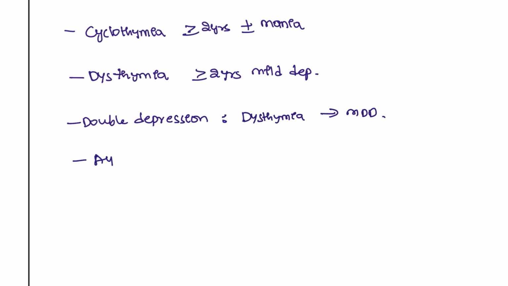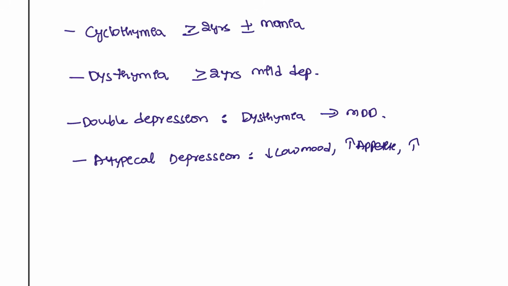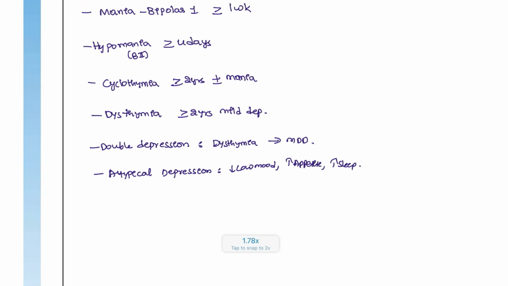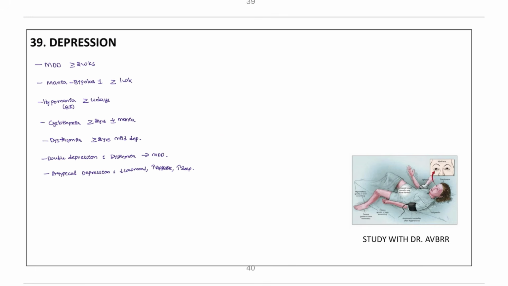Next, we also have atypical depression. Generally the patients have a low mood, but high appetite and high sleep. That will be seen with atypical depression. So these are the common definitions we can expect in the examination.